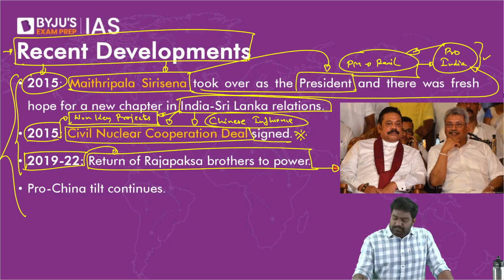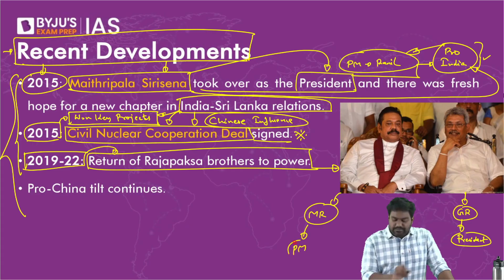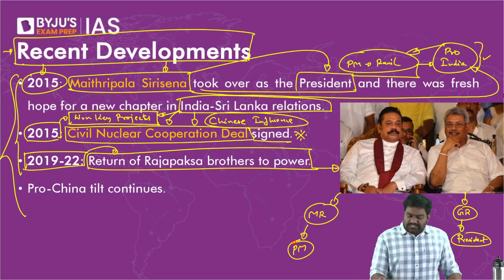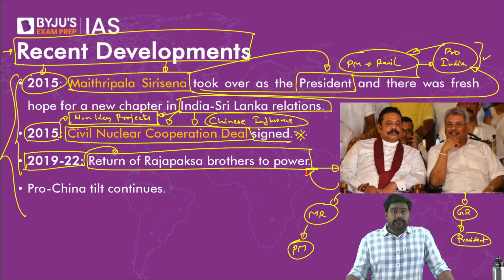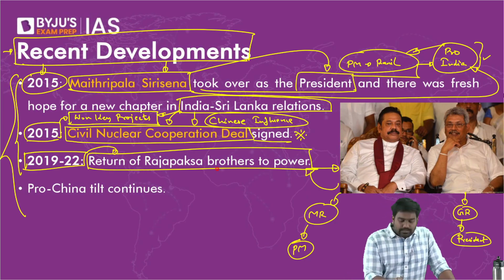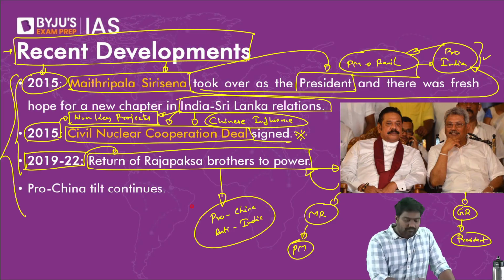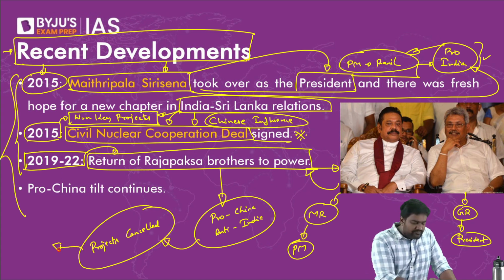Gotabaya Rajapaksa this time became the president. You can see Gotabaya Rajapaksa here in the picture on the right. And Mahinda Rajapaksa, the former president, he would become the prime minister. So the Rajapaksa brothers who came back to power again became a threat for India. As India had feared, the Rajapaksa government again started displaying pro-China and anti-India stand. All the projects that were previously awarded, the key projects, they were cancelled one by one, and most of them were given away to China.